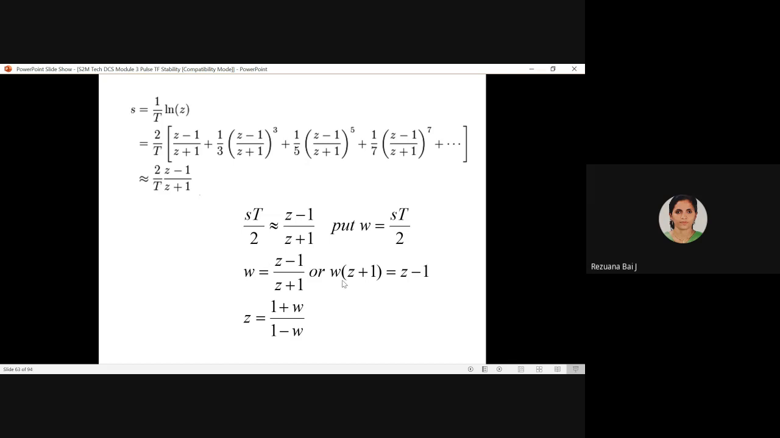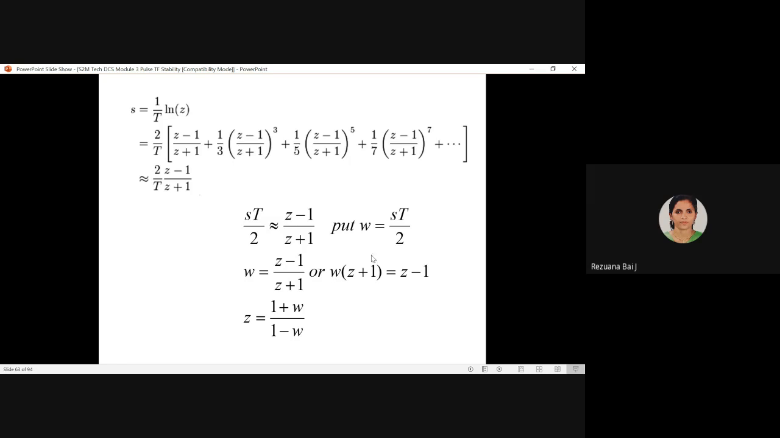From this expression, you cross multiply and you will get w into z plus 1 is equal to z minus 1, and from here you will get z equals 1 plus w by 1 minus w. How? If you take wz to the side, wz minus z is equal to minus 1 minus w. To get it as plus 1, you make this minus 1 go towards the left hand side and it becomes plus 1.